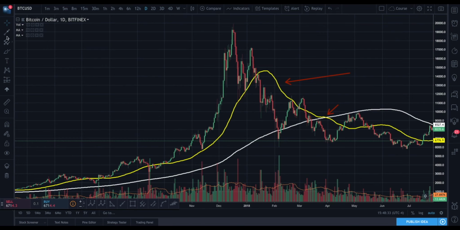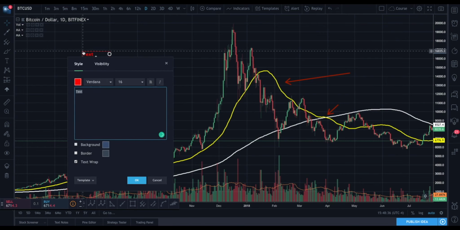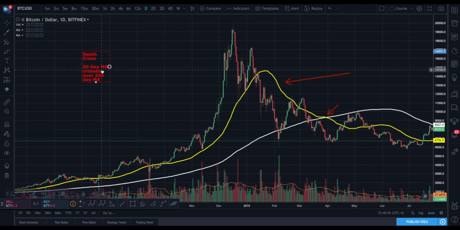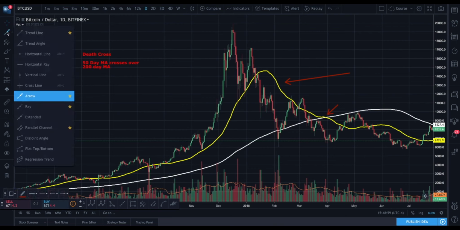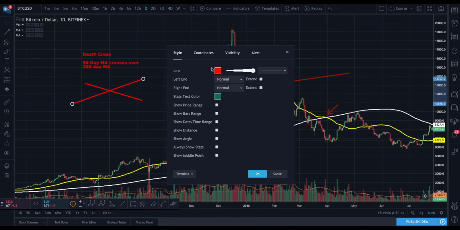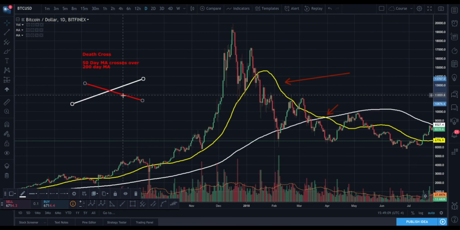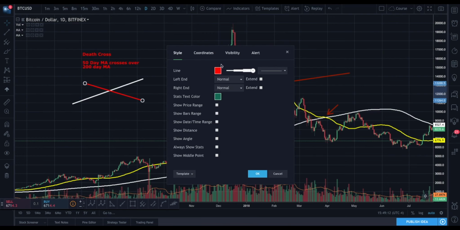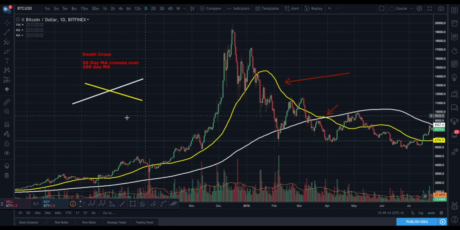So again, let me write this down here. Death cross: 50-day moving average crosses over 200-day moving average. Okay, so we can also draw this. This line here will be white because it represents the 200-day moving average, and this one here will be yellow because it represents the 50-day moving average. So this is a death cross.